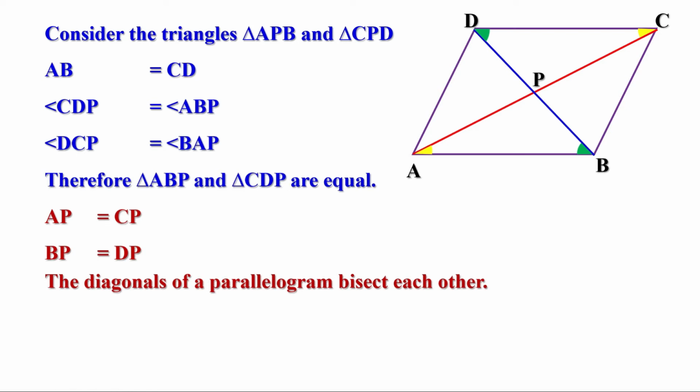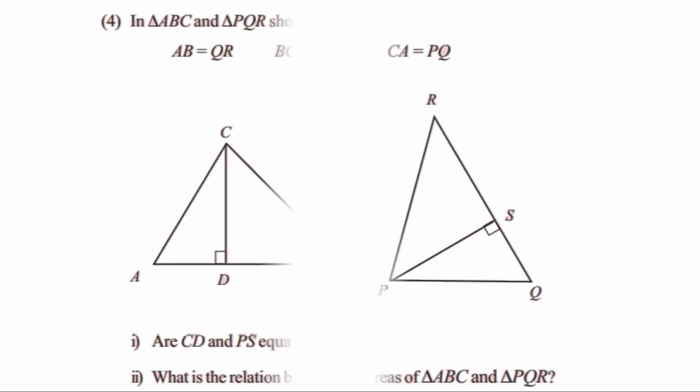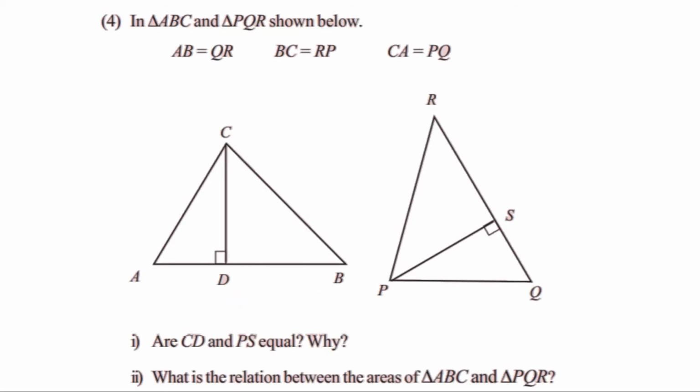Now let us do the remaining problems of page 22. Fourth problem. Triangle ABC and triangle PQR are shown below. AB equal to QR, BC equal to RP, CA equal to PQ. Are CD and PS equal? Why? What is the relation between the areas of triangle ABC and triangle PQR? Let us look at the figure at first.